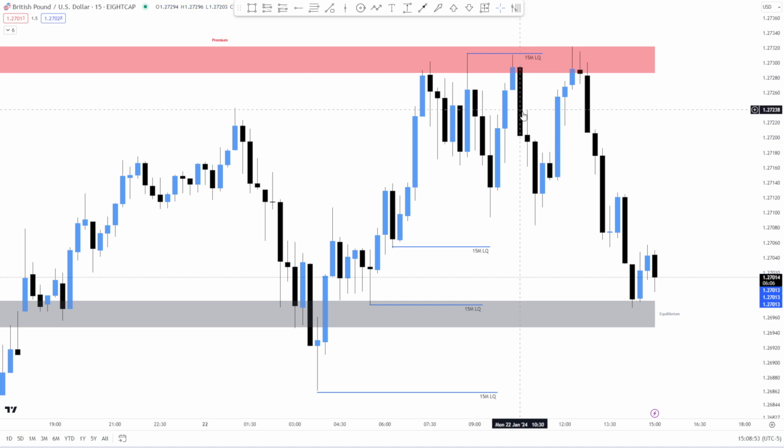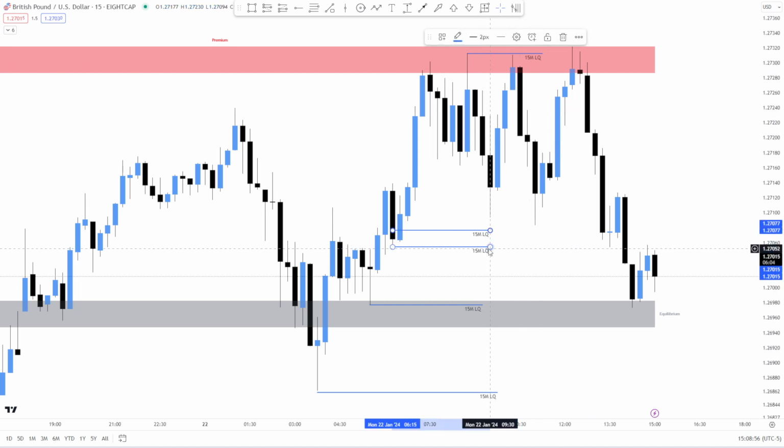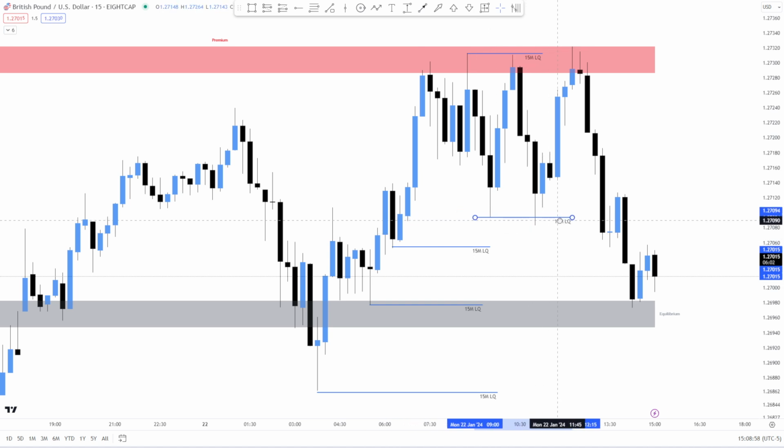When this area started moving, I went ahead and marked up here, because I've got another area of internal range liquidity here. Then, as the morning progressed, this is my 11 o'clock candle here. It came down and did sweep this area right here.